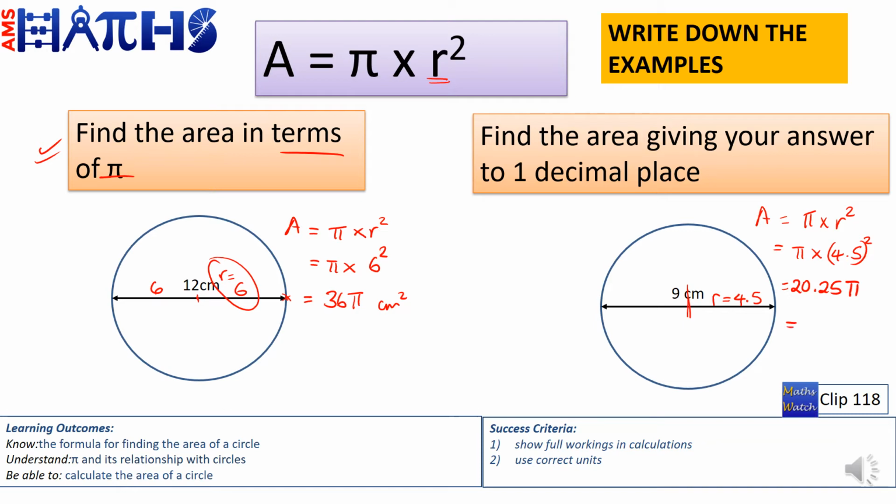It says we should give our answer to one decimal place, so we need to press the SD button and we will get 63.6 centimeters squared, and that is how we calculate area of circles. So pay attention, if they've given a diameter, you have to find half of the diameter to get our radius.